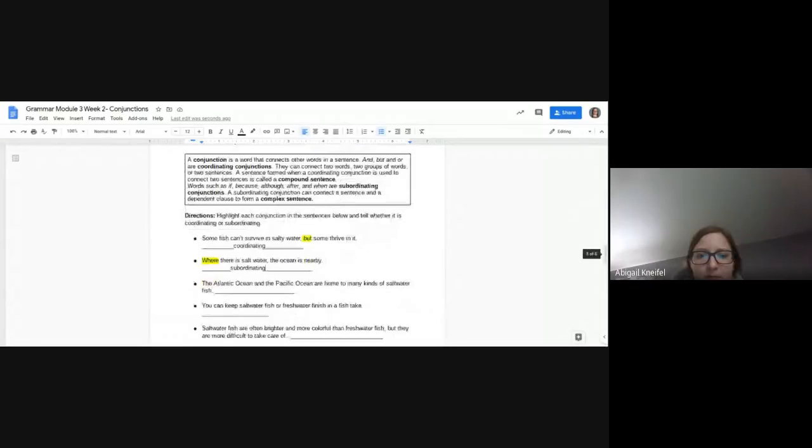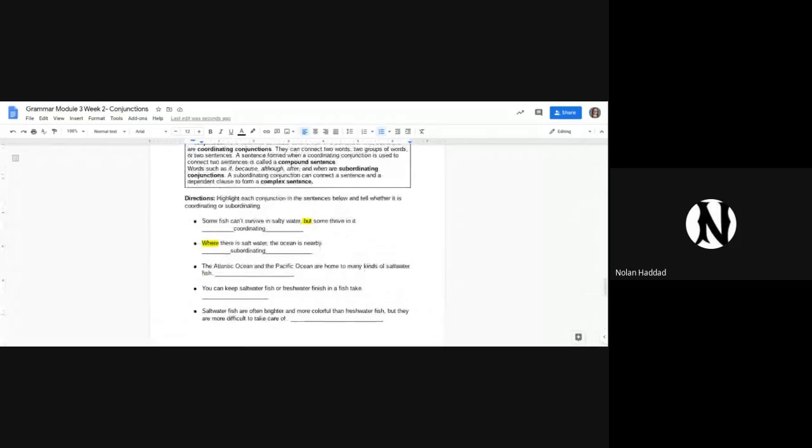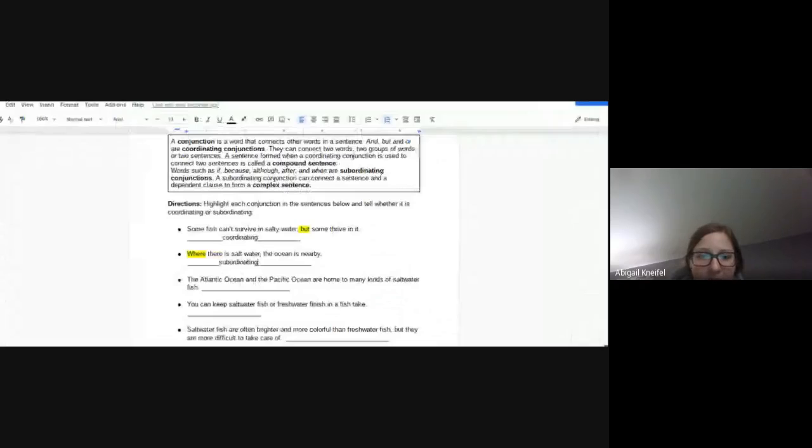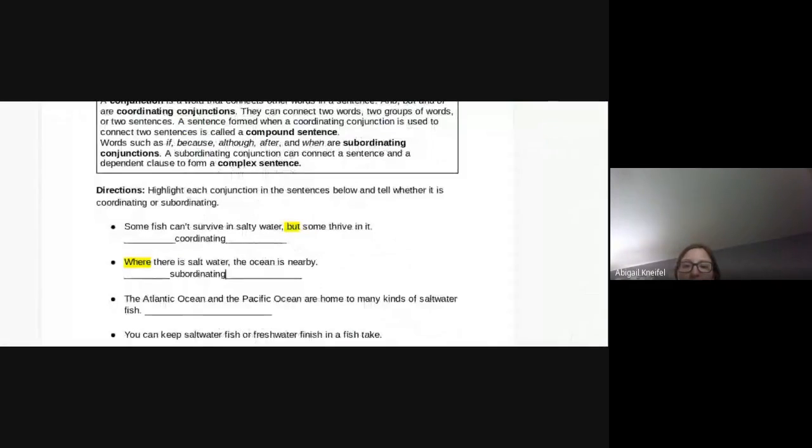This page? Yeah, I can't see the words when you're doing them. I'll read them again, or I guess I can zoom in. You had to highlight the conjunction in each sentence and tell whether it is coordinating or subordinating. Some fish can't survive in salty water, but some thrive in it. The word "but" is a coordinating conjunction. So I highlighted "but" and wrote coordinating on my line.